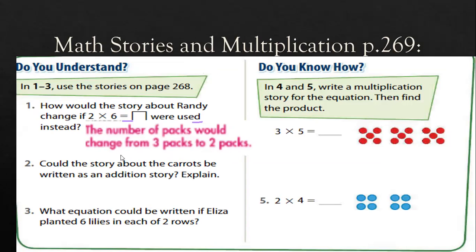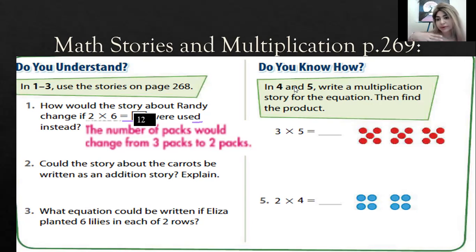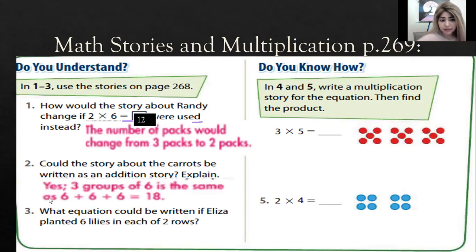Okay? Okay. Number 2, could the story about the carrots be written as an addition story? Explain. Yes, it could be written. The story about the carrot and the rabbit that eats 6 carrots in 3 days. How can we do it? By addition, yes. 3 groups of 6 is the same as 6 plus 6 plus 6 equals 18.